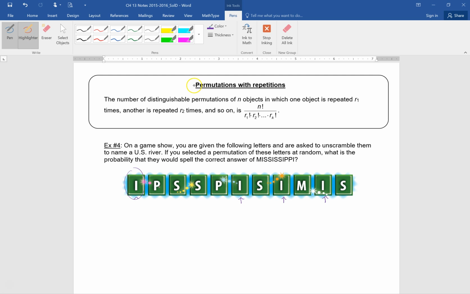So this is a permutation with a repetition. When you have this, suppose you have N objects that you're picking, and some of them are repeated R1 times. Another one is repeated R2 times. Then you divide by the number of repetitions. So let's take a look at this one. How many times are these letters repeated? So how many times is the I being repeated? 4 times. And the S? 4 times. And the P? 2 times. What else? Is that it? Yeah. All right. So the permutations, it'll be 11 factorial over 4 factorial, 4 factorial, 2 factorial.